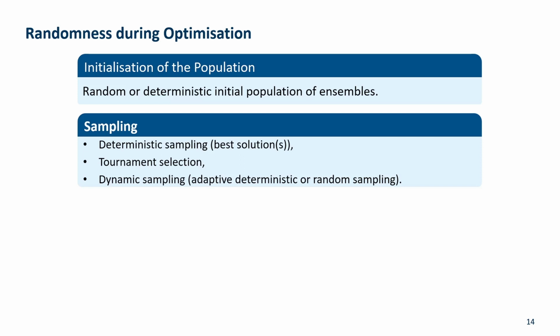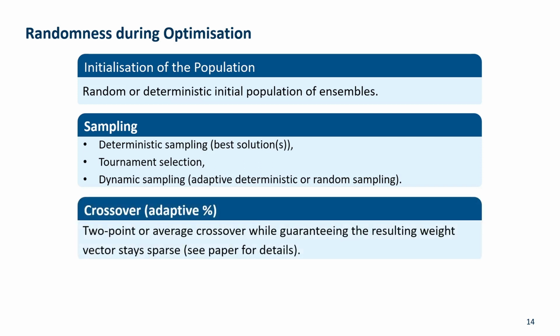during optimization. Crossover, we perform 2-point or average crossover on the sampled members of the population while guaranteeing that the resulting weight vectors stay sparse. Additionally, we decide randomly if we use crossover or not. The likelihood for this is adapted throughout the run.